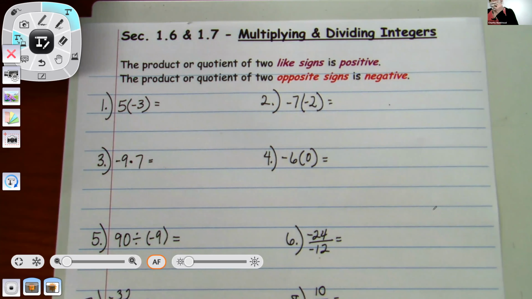All right, so right now we're going to talk about multiplying and dividing of integers. What you need to know is that if you multiply or divide like signs, you're going to get a positive answer. If you multiply or divide opposite signs, you're going to get a negative answer.